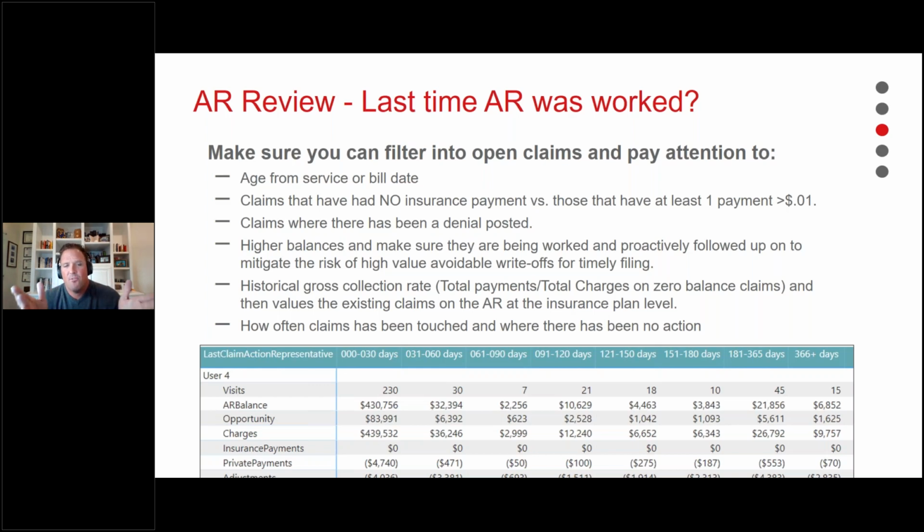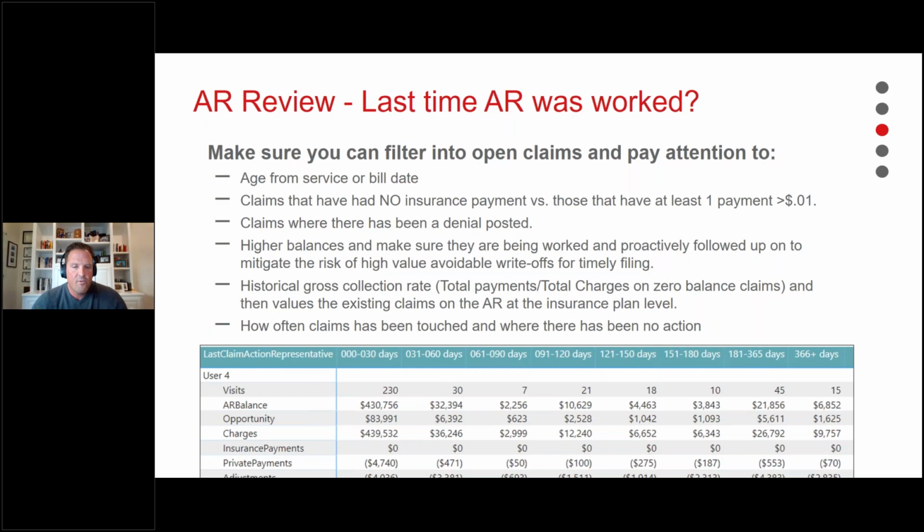That last one is really important: how often claims have been touched and there's been no outcome, right? No action, no outcome. I call these exhausted claims. I can go look at my AR and say, why do we keep touching this claim and it's not getting paid? Is it a quality issue with the representative? Is it a payer issue? And we escalate that to supervisors.